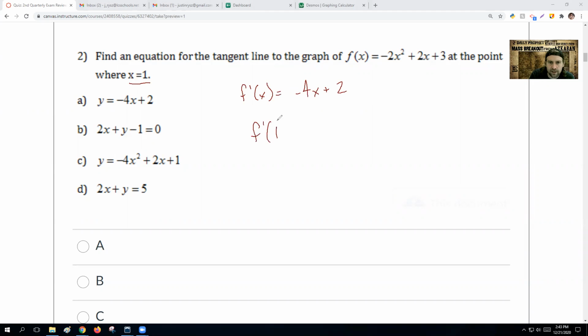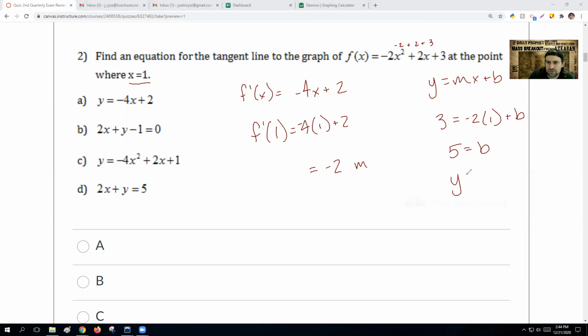So f prime of 1 would be negative 4 times 1 plus 2, and that would be negative 2, and that's our slope. So with y equals mx plus b, we know that our m is negative 2 and our x is 1. We got to find our y by plugging it back into the original equation. If we plug 1 back into this, this would be negative 2 plus 3, and so y would be 3. Let's solve for b now. So this would be negative 2 we'd add over, and that would be 5. And so the equation is y equals negative 2x plus 5.